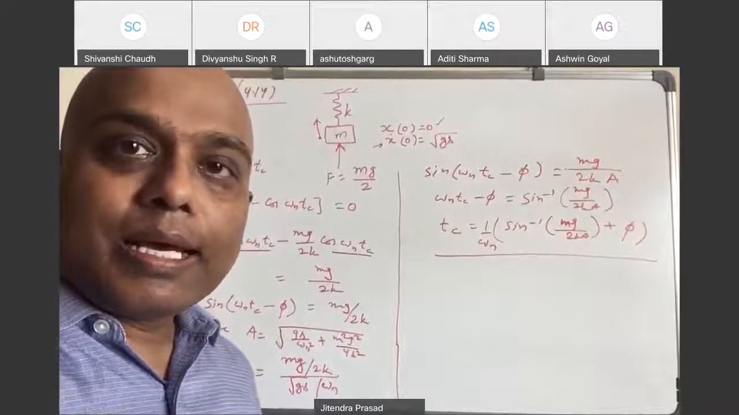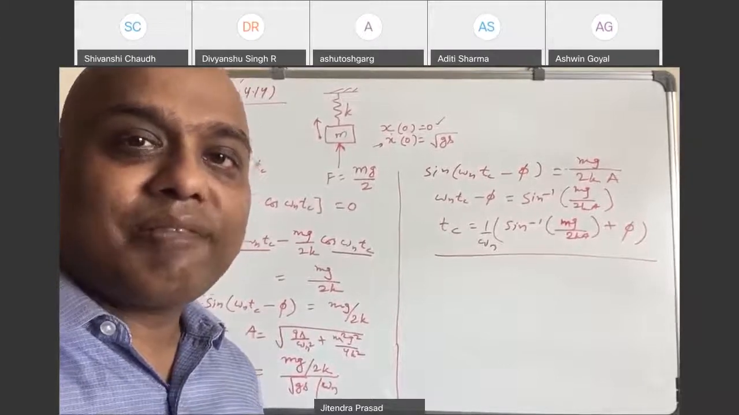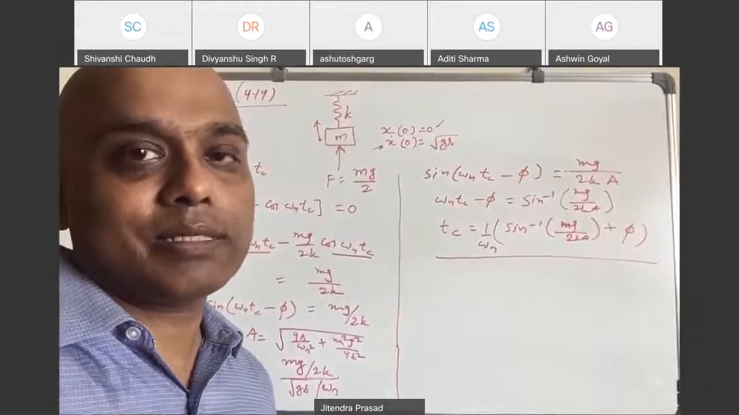Yes, Aditi, the mg over 2 is a kind of a step, unit step force. That's correct.